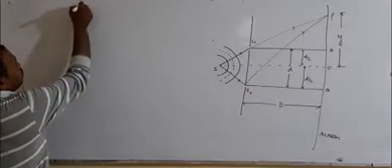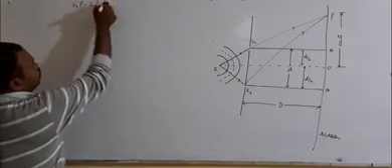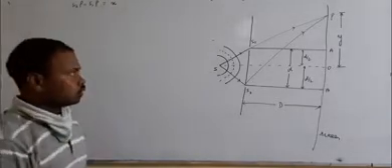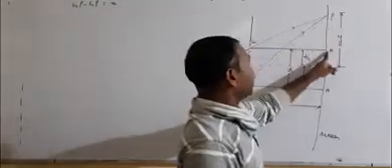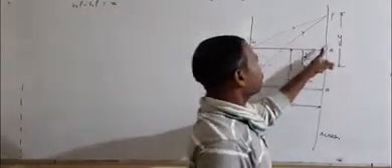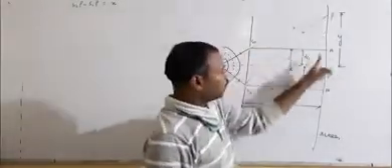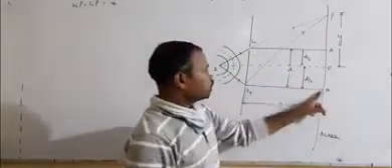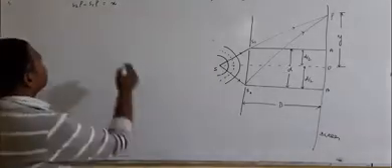So let us first find the path difference. Path difference means S2P minus S1P. Suppose that path difference I am taking as x. That value we will find out. Now see here, in triangle S1PA, S1P square is equal to S1A square plus AP square. Similarly, in triangle S2PB, S2P square is equal to S2B square plus PB square. Let us put the value here.